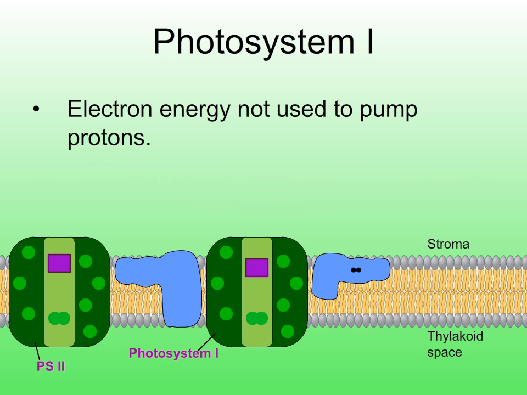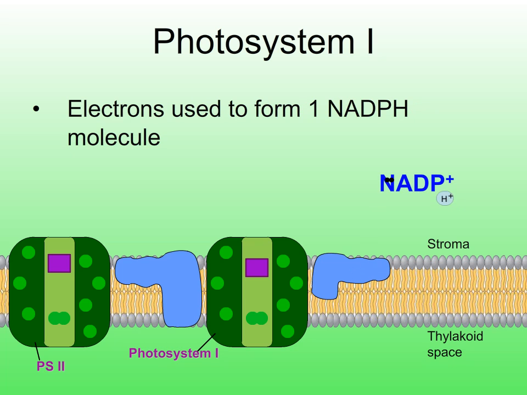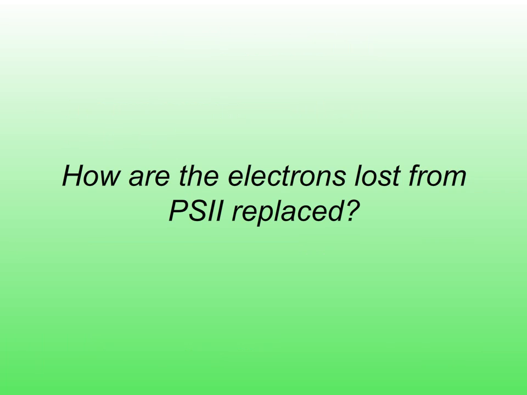The electrons absorbed by PS1 are not used to pump protons. Instead, they are passed to an electron acceptor called NADP to form NADPH. This molecule is an electron carrier very similar to NADH. To distinguish which is used in photosynthesis, the P in NADPH can stand for photosynthesis. But remember, the electrons of P680 of PS2 were boosted, used to pump protons, and dumped into P700 of PS1.